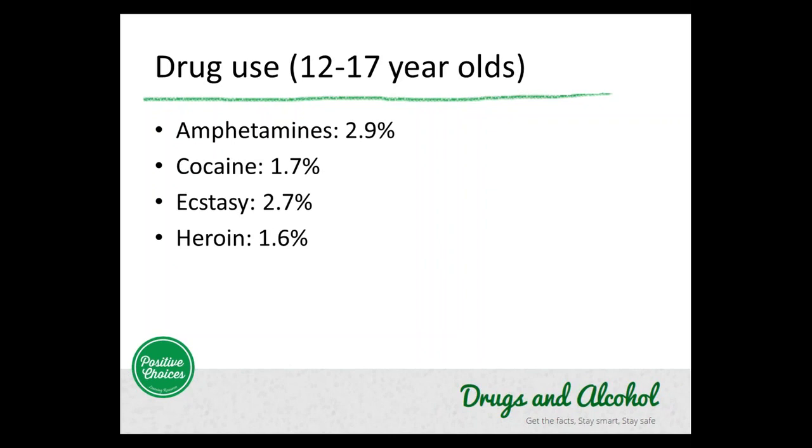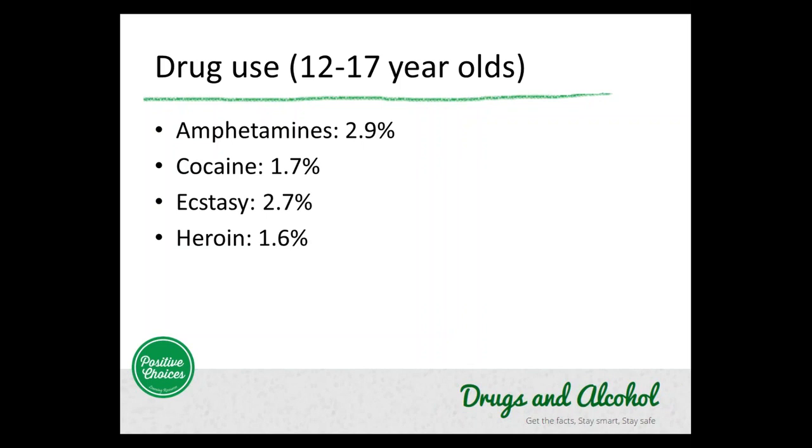And here we have the rates of other drug use amongst 12 to 17-year-olds. So nearly 3% have used amphetamines or ecstasy, and 1.7% have used cocaine, and 1.6% of 12 to 17-year-olds have used heroin. So drug and alcohol use is definitely occurring in adolescence, and adolescence continues to be the peak period for the onset of alcohol and drug use.